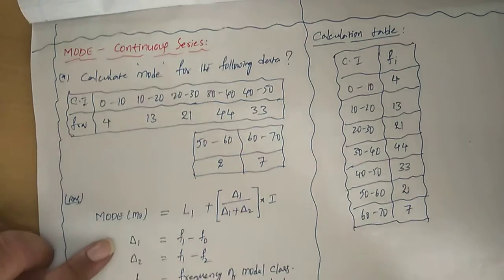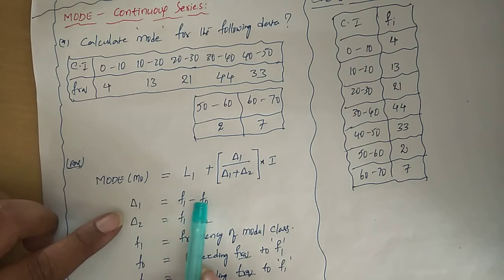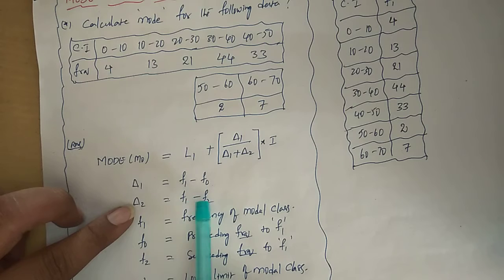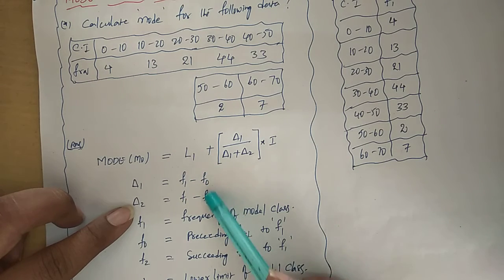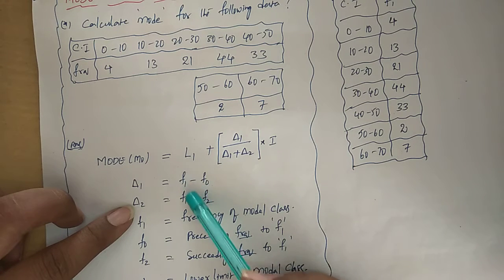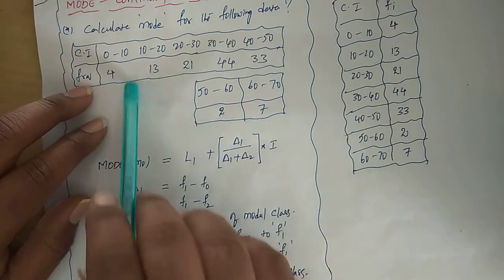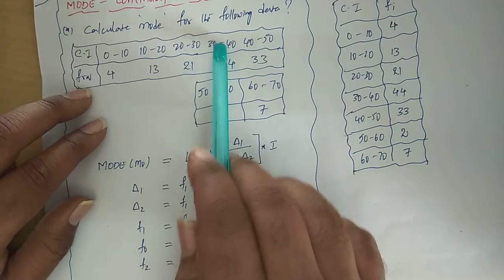So how do you get the delta 1? Delta 1 is nothing but difference of frequencies, that is F1 minus F0. Same way, what is delta 2? F1 minus F2. Remember, both F0, F2 are subtracted from F1 only. This is the logic you need to remember. Now what is F1? Frequency of the modal class. Then what is the modal class? In the given problem, whichever has the highest frequency, that becomes your modal class.